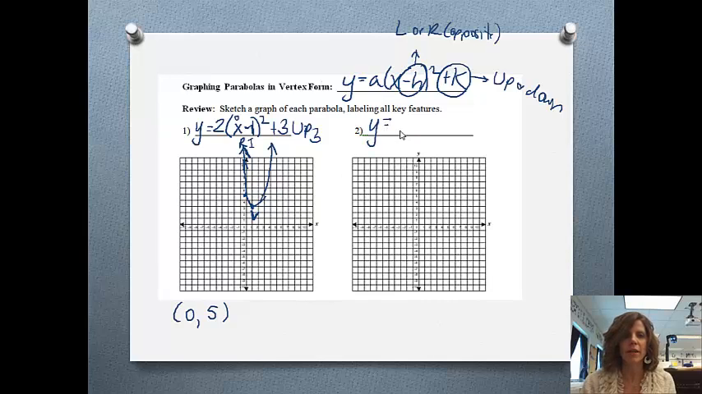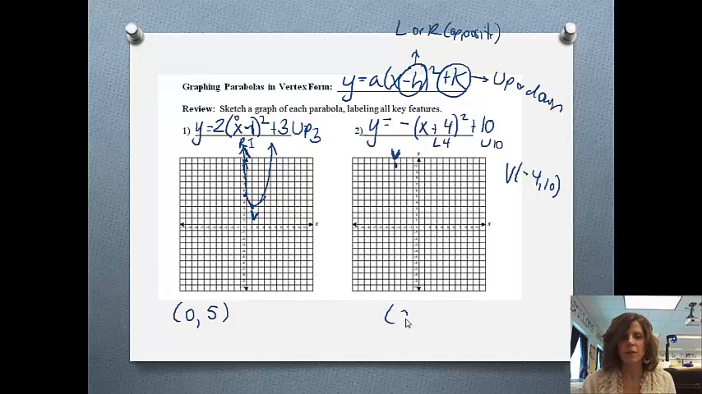Let's say I have y equals negative (x plus 4) squared plus 10. From here, first thing that we're going to do, this plus 4 inside is going to make me move to the left 4, and then the plus 10 on the outside is going to make me move up 10. So from the middle, we'll go to the left 4, and then we'll go up 10, and we'll put a point, and we're going to label it V. That is going to be our vertex. So the vertex is negative 4, 10.